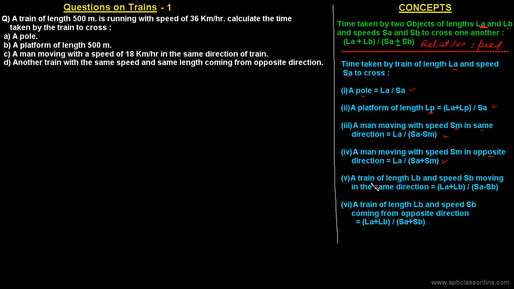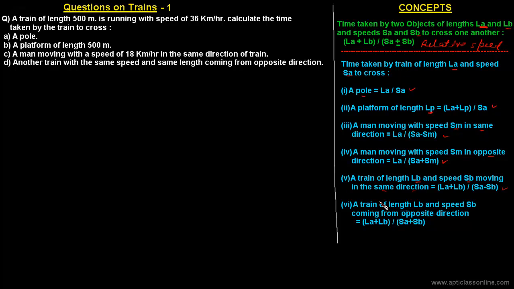For the fifth case, the previous train is crossing another train of length LB and speed SB moving in the same direction. So applying this formula, the numerator will be LA plus LB, divided by, since the trains are moving in the same direction, in the denominator SA minus SB. Here we have assumed that the speed of the other train SB is less than SA, that's why SA minus SB. Otherwise in the denominator it should be the difference of SA and SB.